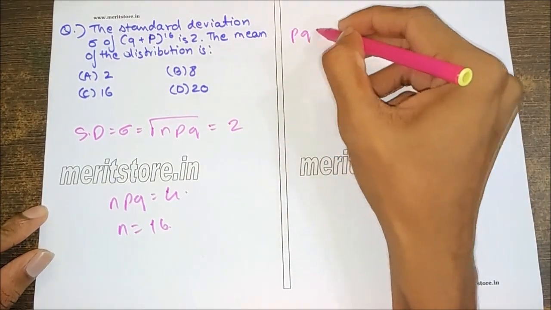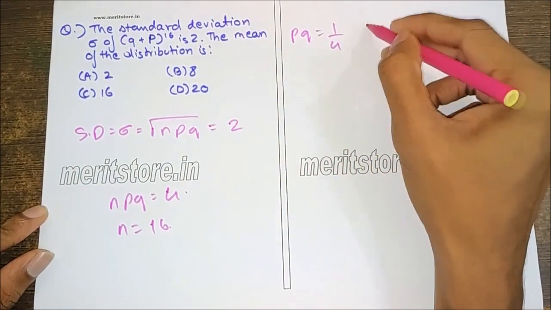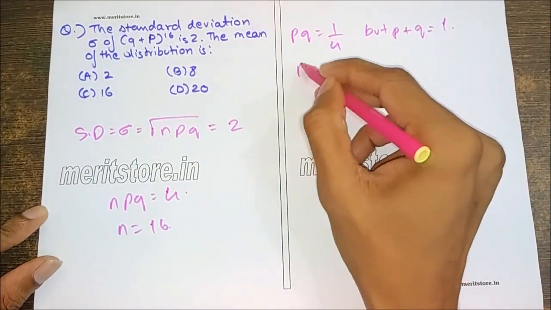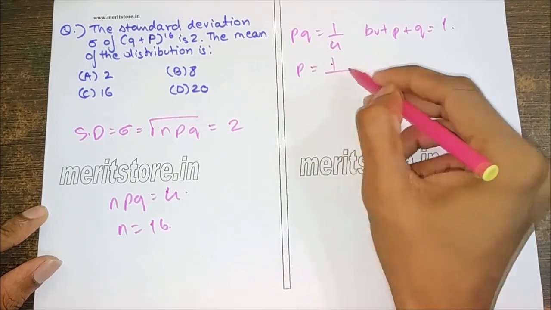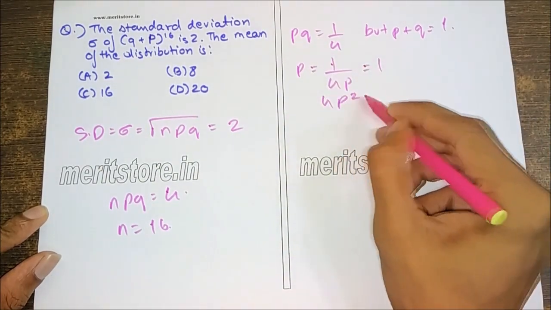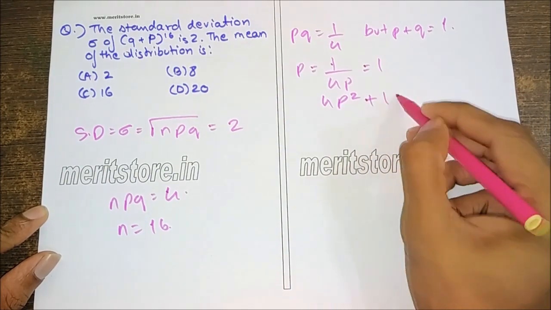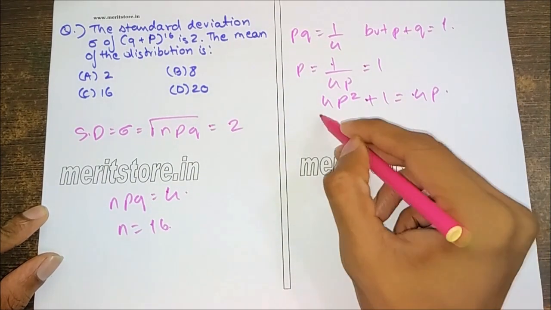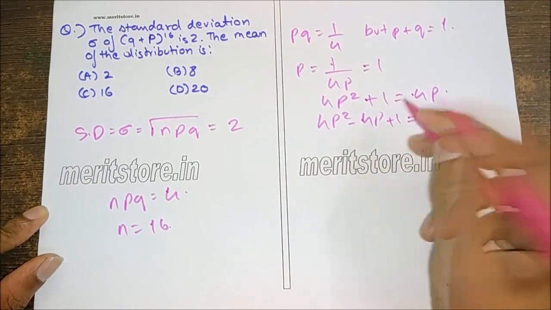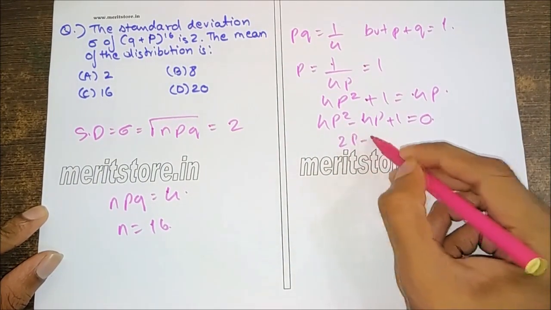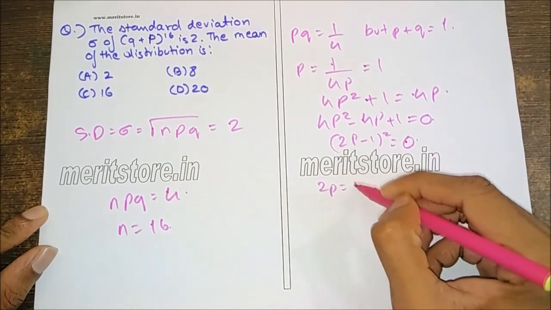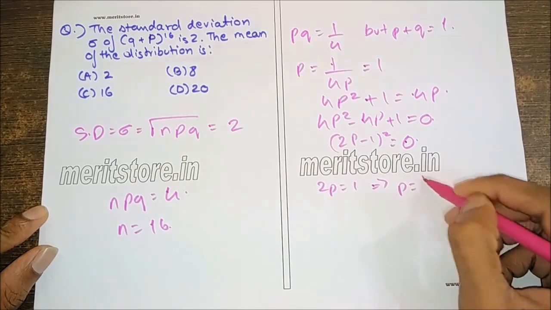Therefore pq is equal to 1 by 4, but we have p plus q equal to 1. Therefore q equals 1 minus p, so p into (1 minus p) is 1 by 4, that is 4p square minus 4p plus 1 equal to 0. Therefore we get 2p minus 1 the whole square equal to 0. Therefore 2p equal to 1, p equal to half.